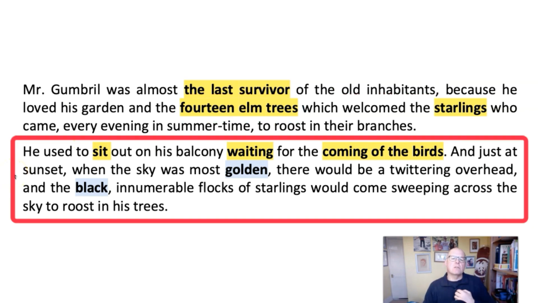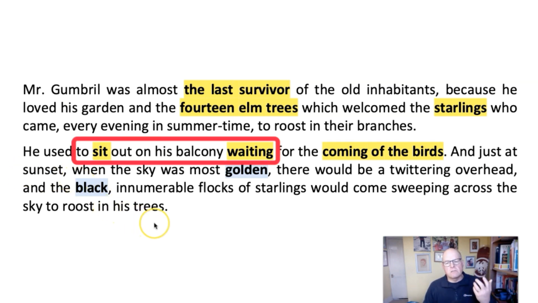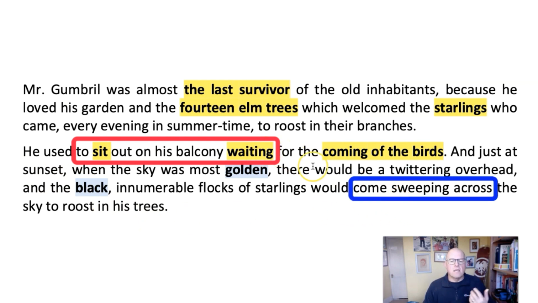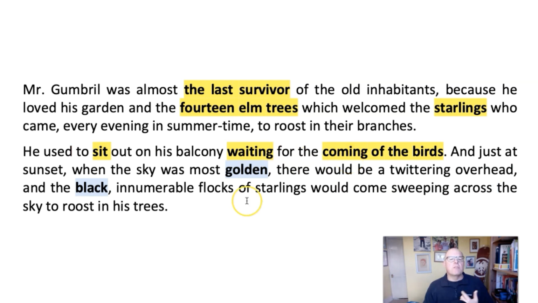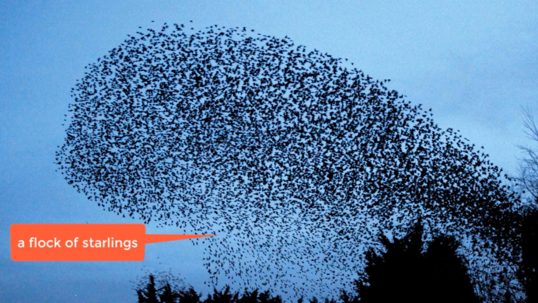He used to sit out on his balcony waiting for the coming of the birds. And just at sunset, when the sky was most golden, there would be a twittering overhead and the black innumerable flocks of starlings would come sweeping across the sky to roost in the trees. So his stillness is now contrasted with their movement, his waiting for their fast coming. The sky is golden, symbolic of how he feels about this moment, and that's contrasted with the black bodies and shape of the flock of starlings.